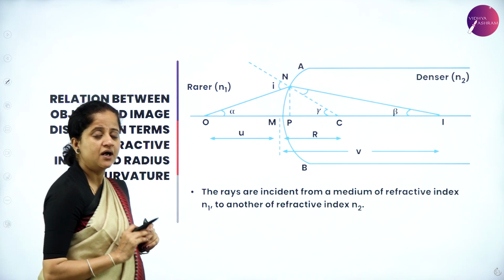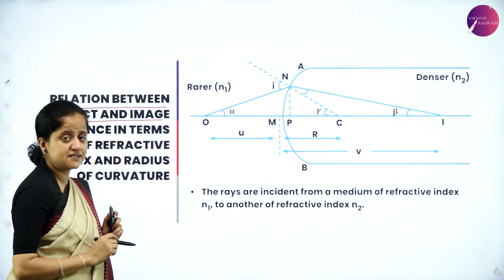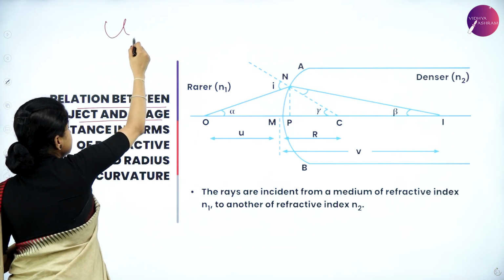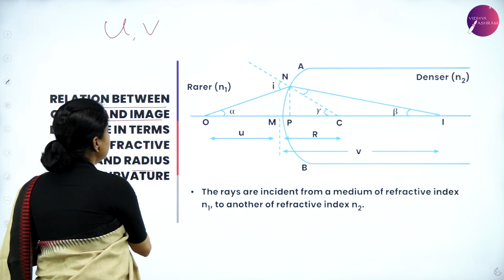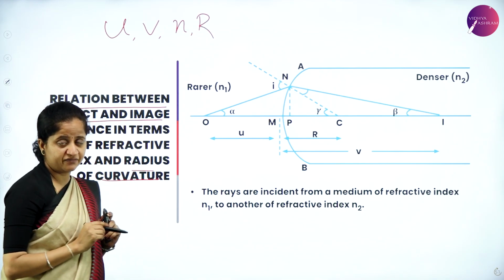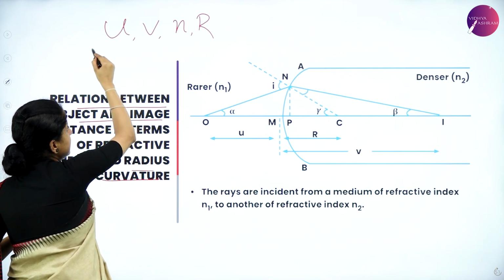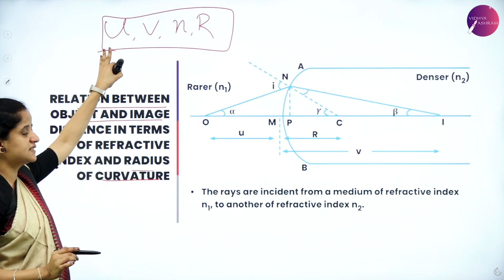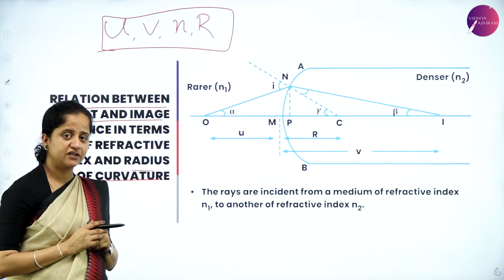So let us now understand the relationship between the object distance, which is denoted by U, and the image distance, which is denoted by V, in terms of the refractive index N and radius of curvature R. Here we are going to derive an expression, or the relation, between U, V, N and R, that is object distance and image distance in terms of refractive index and radius of curvature.